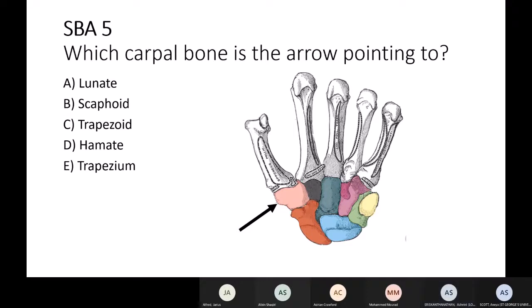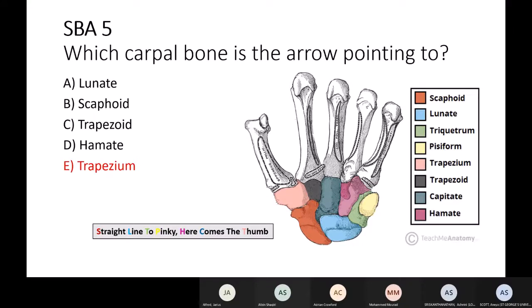All right, I think most people have answered now. I'm going to stop the poll. So the answer is your trapezium. My mnemonic for remembering this is: straight line to pinky, here comes the thumb. Just because it helps you remember which direction they're going in. There are other ones, but that's my favorite one.